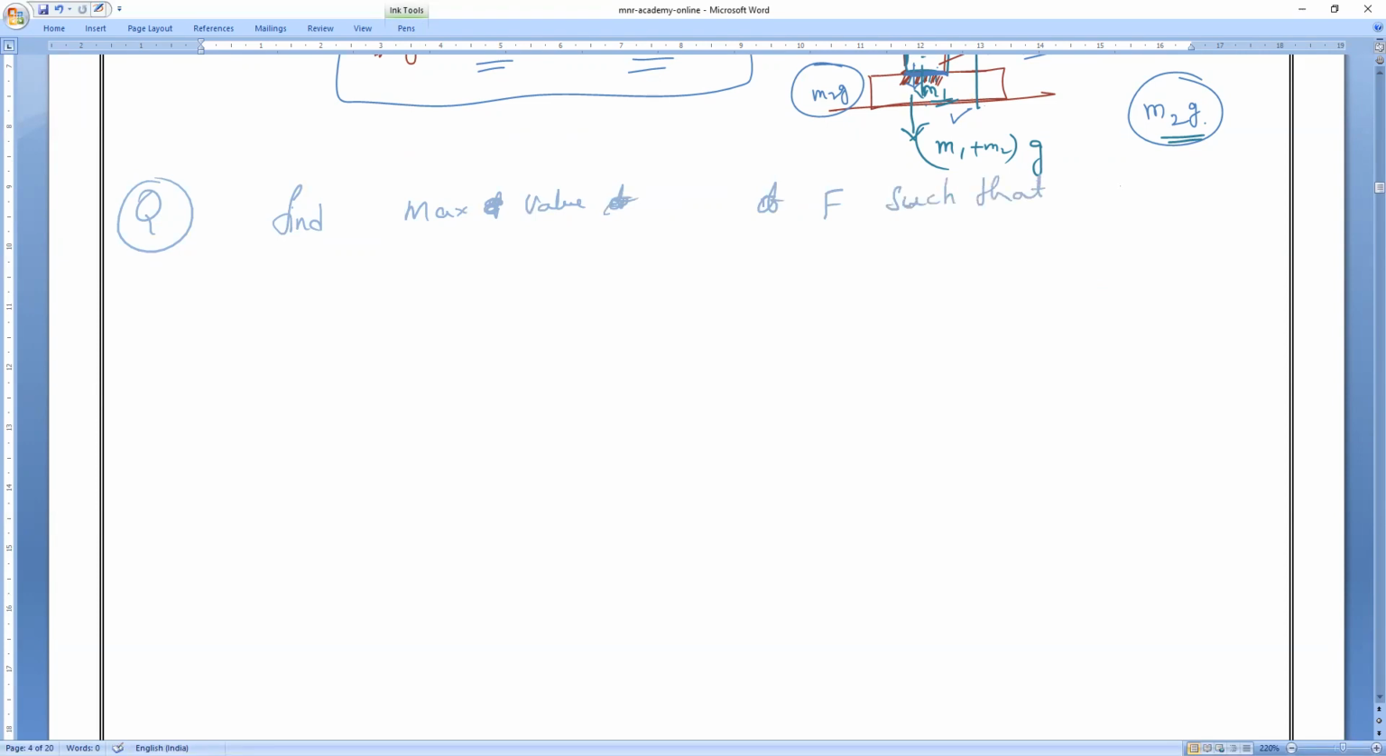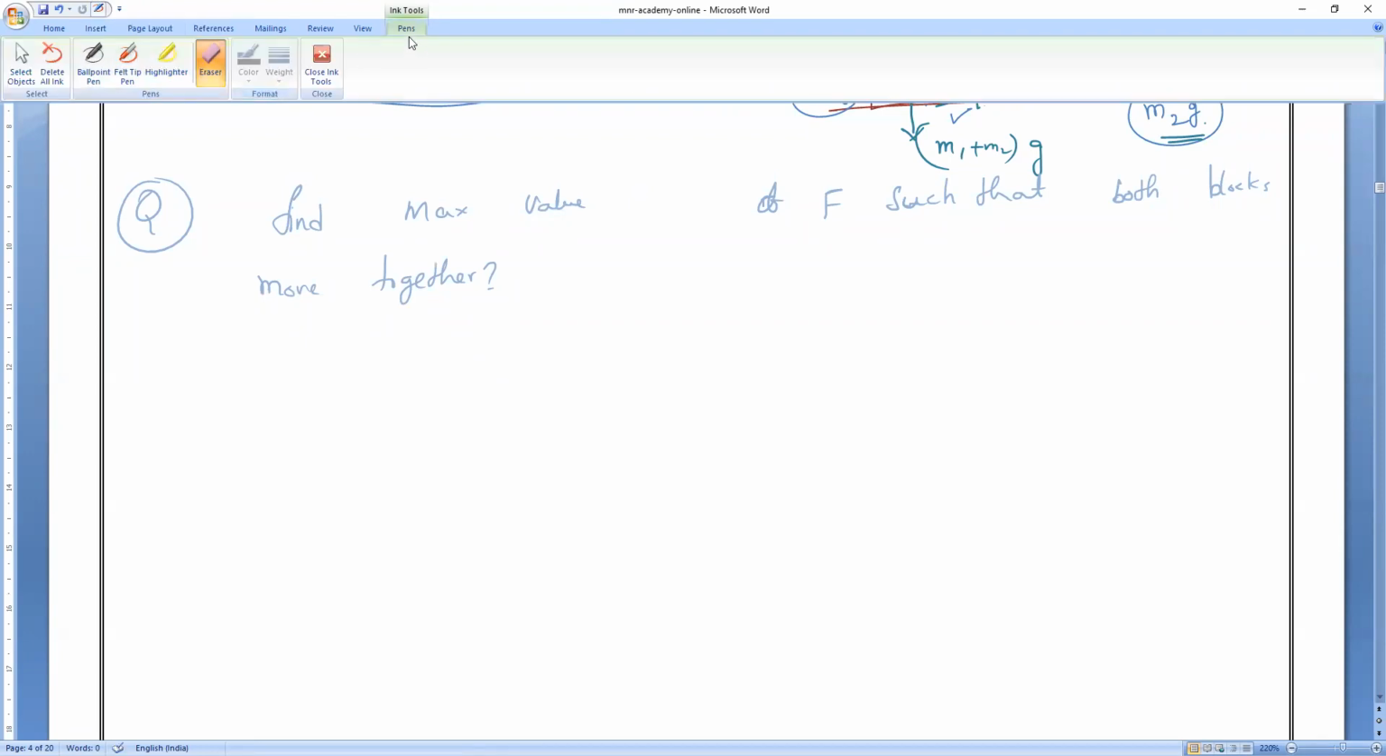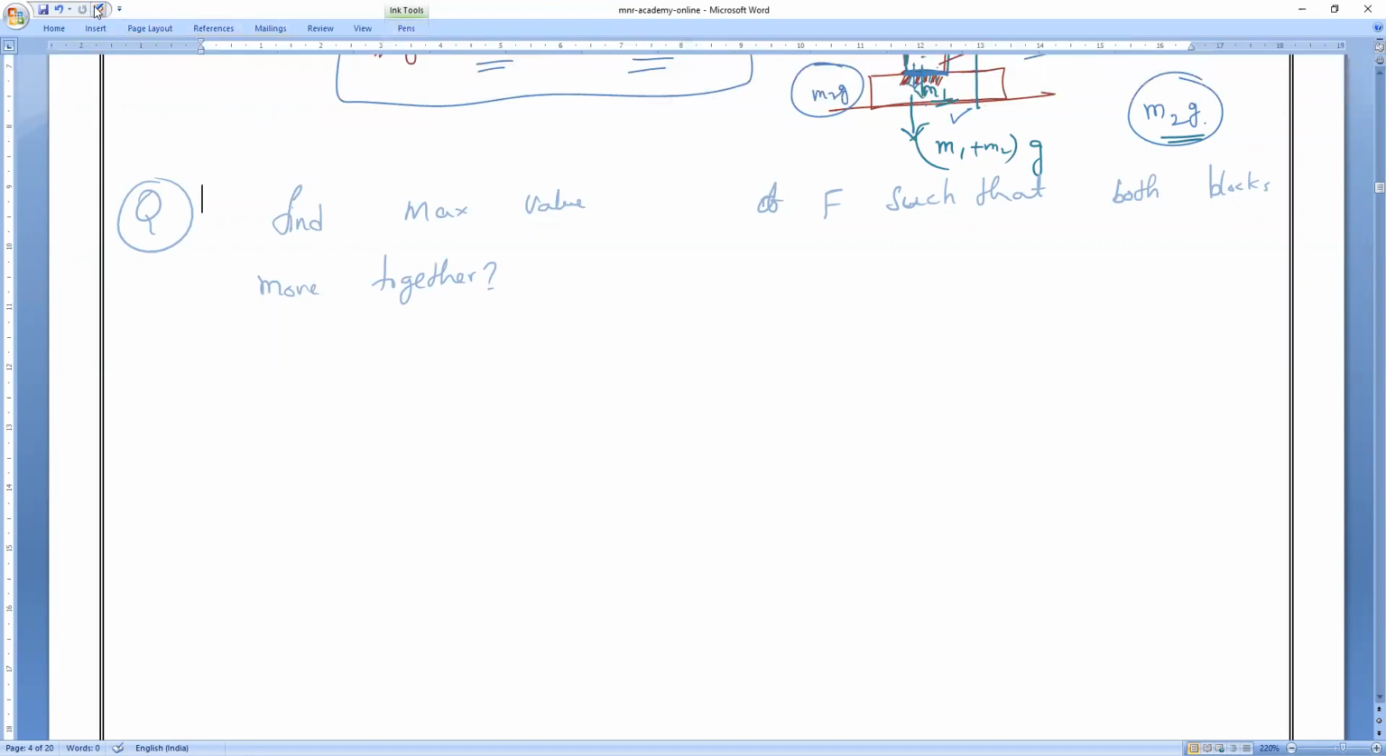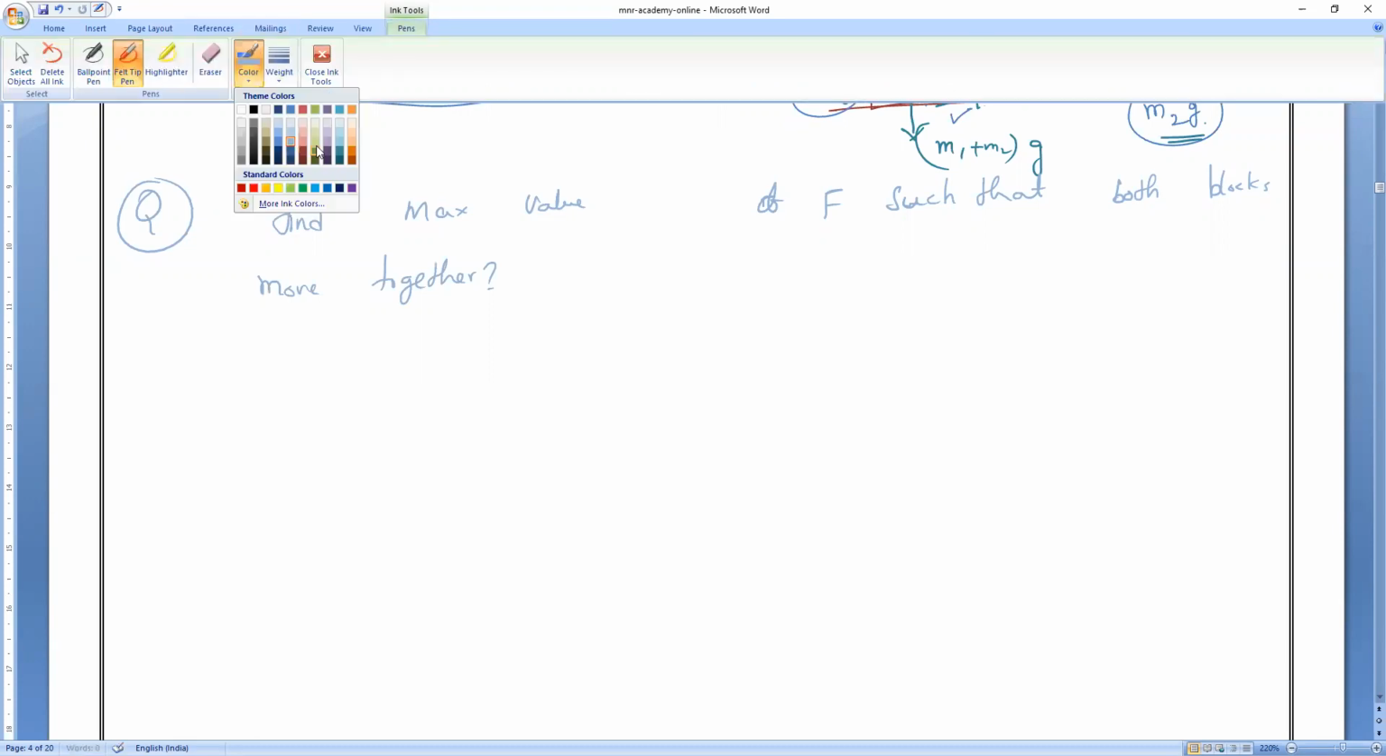Murali is solving. Both the blocks move together. Clear, everybody? So the upper block should not fall down. It should not move forward fast, and it should not move backward fast either. It has to move forward only. Both together it should move. Okay, guys?